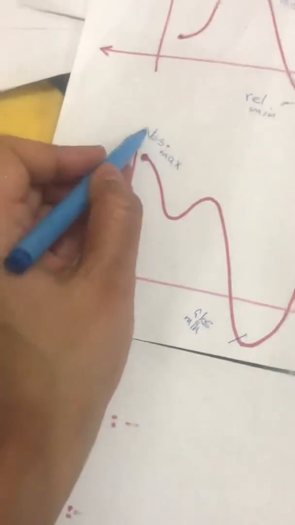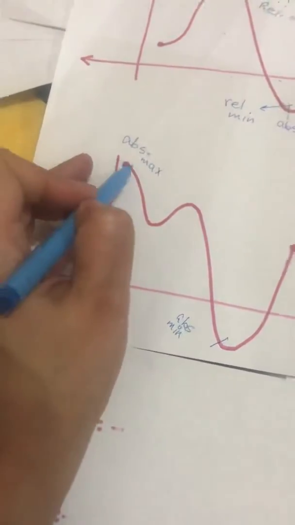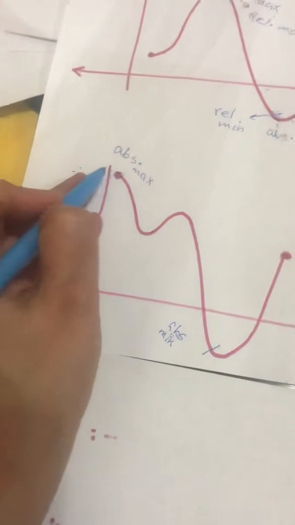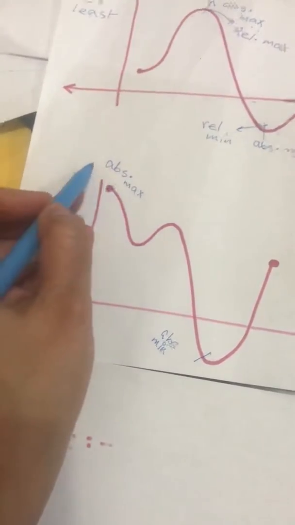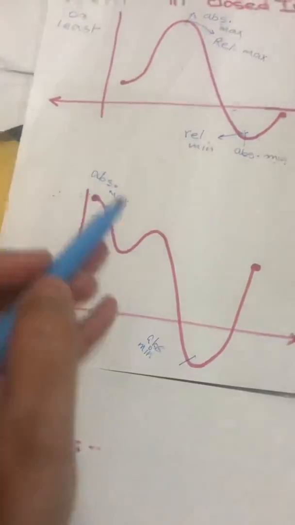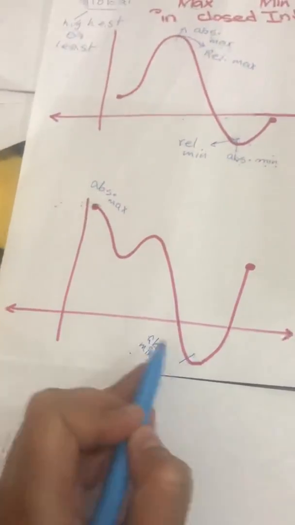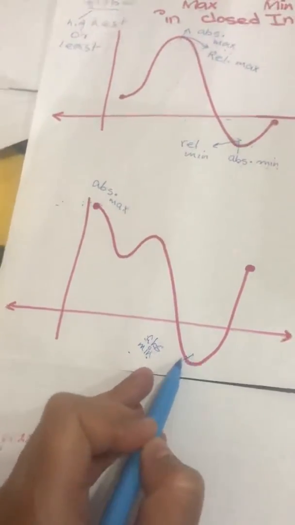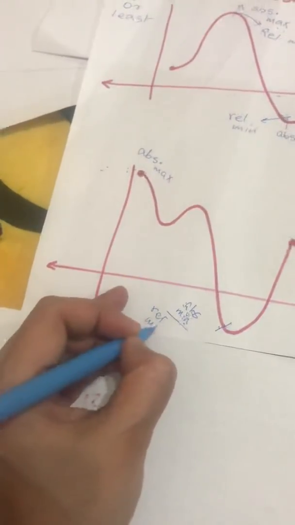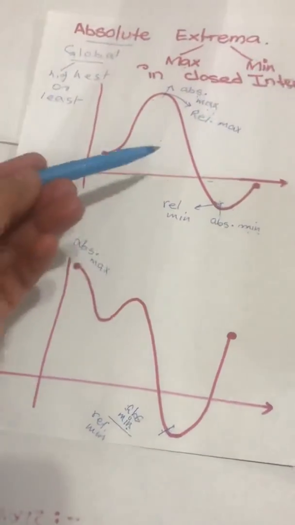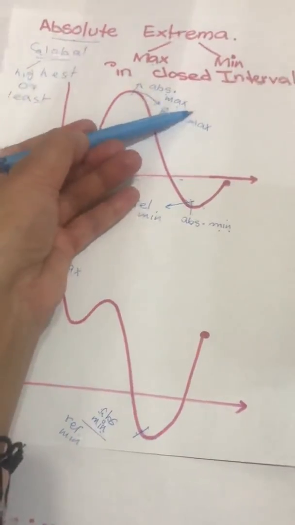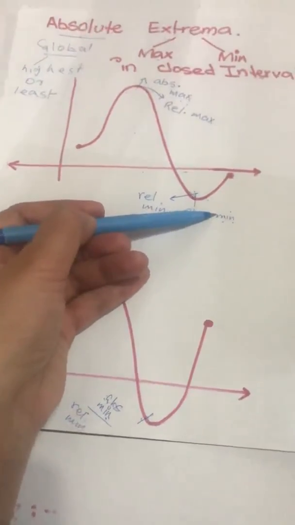Now this point is at the end of the graph, so it is not a turning point, hence it is not a relative maximum or minimum. Whereas the absolute minimum here we find at the turning point, so this is also known as a relative minimum.